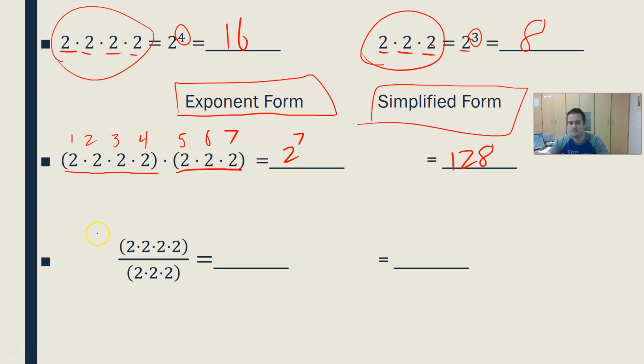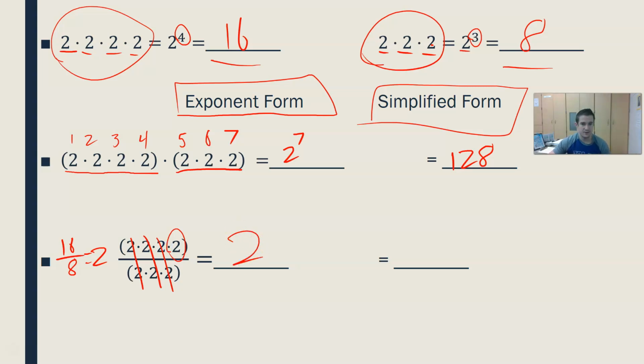So what about this one? What if I have 2 times 2 times 2 times 2 over 2 times 2 times 2? First of all, if I wrote that as 16 over 8, because 2 to the 4th power is 16 and 2 to the 3rd power is 8, I bet you could do that pretty quickly. 16 divided by 8 is equal to 2. Well, notice when I'm multiplying all these things together, 2 divided by 2 cancels out. 2 divided by 2 cancels out. 2 divided by 2 cancels out. And I'm left with just 2.